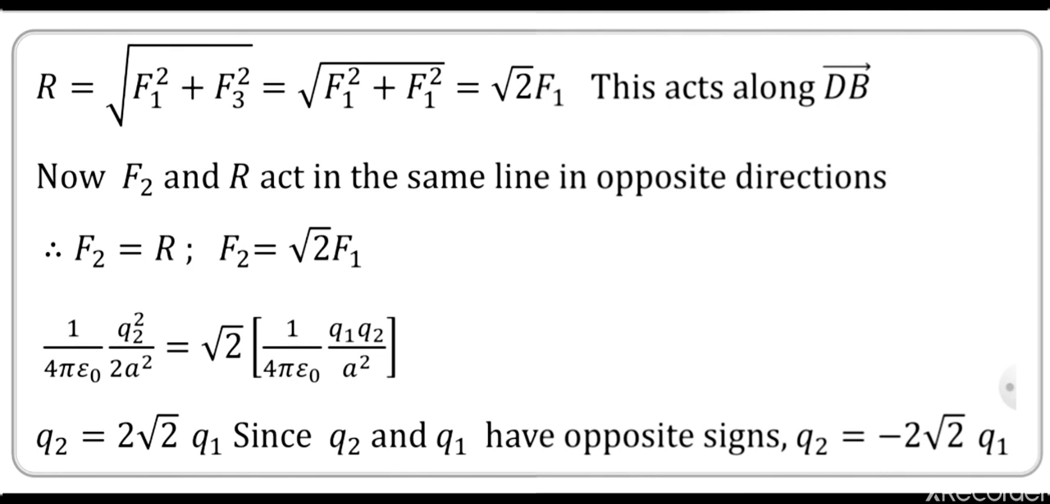Okay, since q2 and q1 have opposite signs, we can write q2 is equal to minus 2 root 2 times q1. So it is a bit lengthy but a very interesting and very important problem. If you can understand this problem, you can understand several cases based on these square shapes.